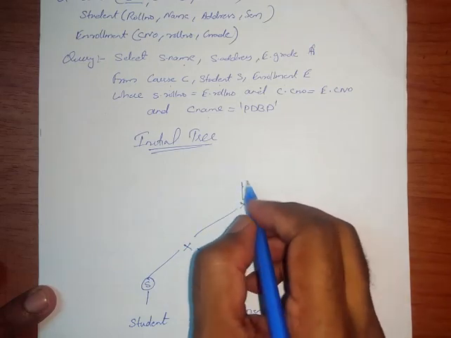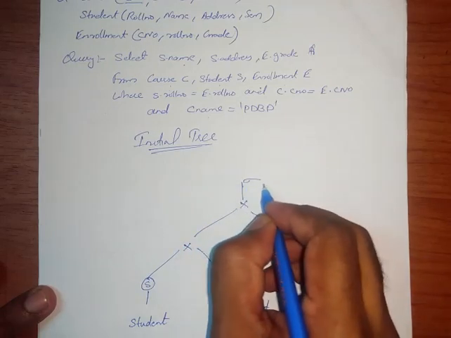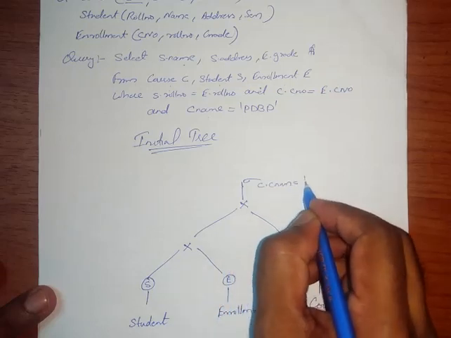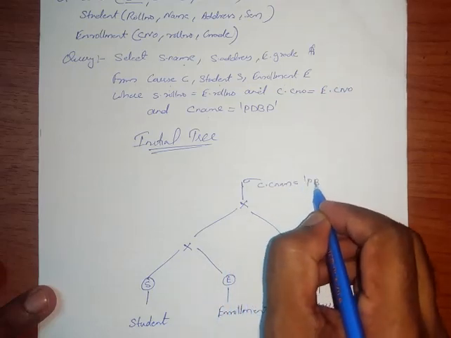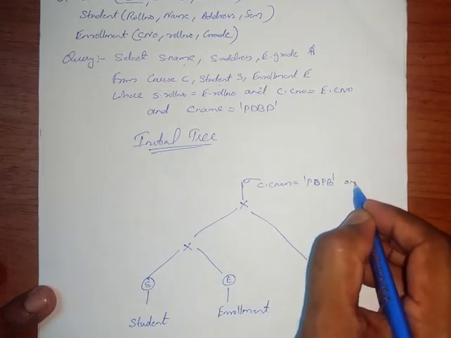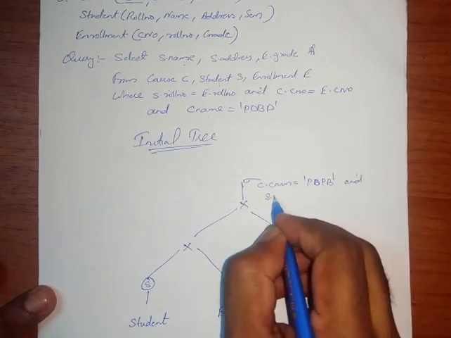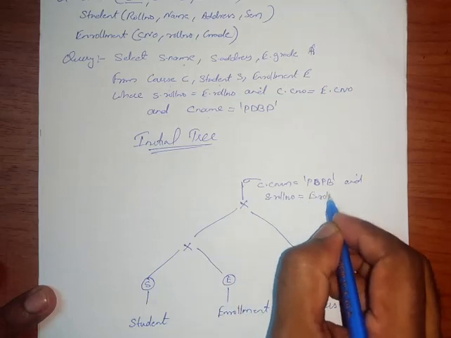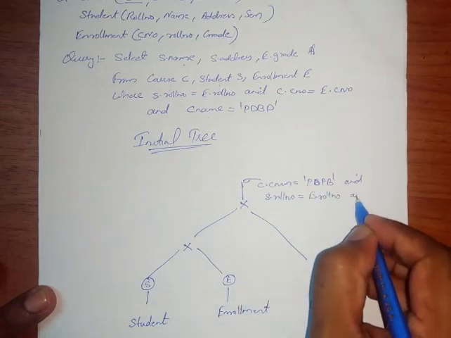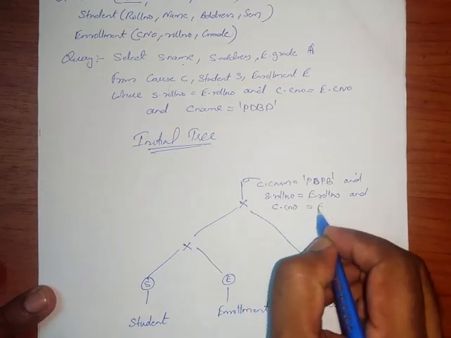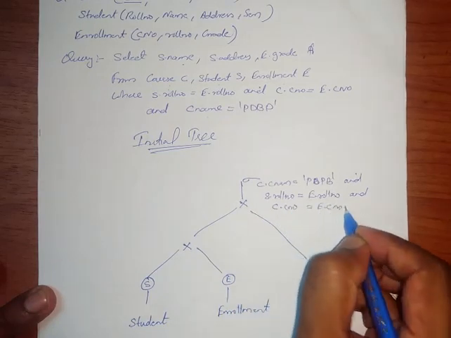Then we are planning to do the selection statement, and here we need to provide the selection condition: sigma c.cname = 'pdbb', and then the joining conditions s.roll number = e.roll number, then c.c number = e.c number. Okay, so this way we have to write.